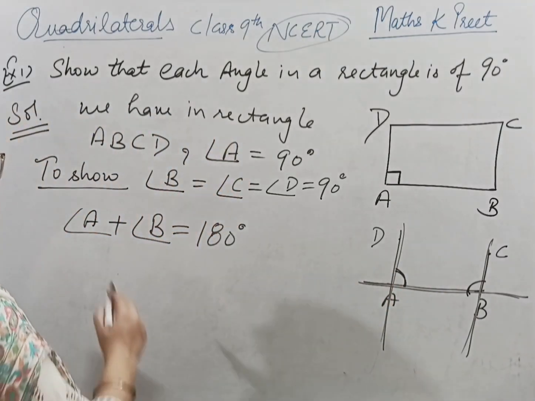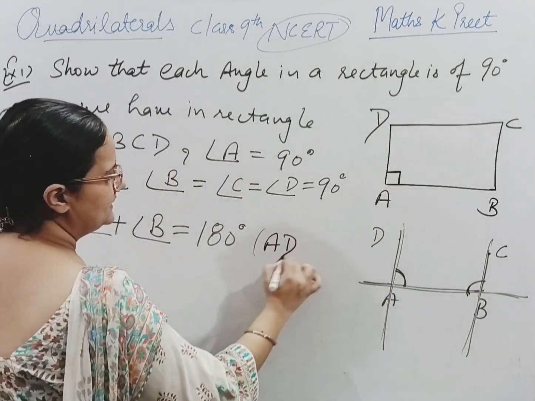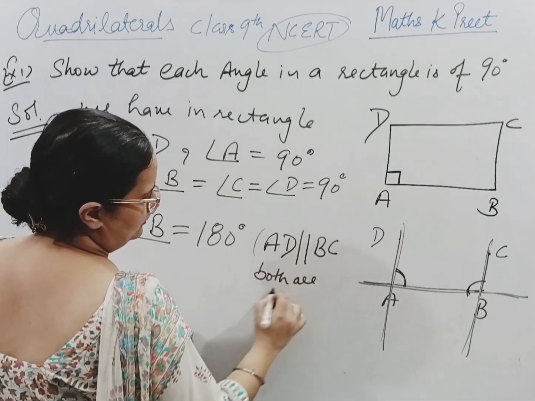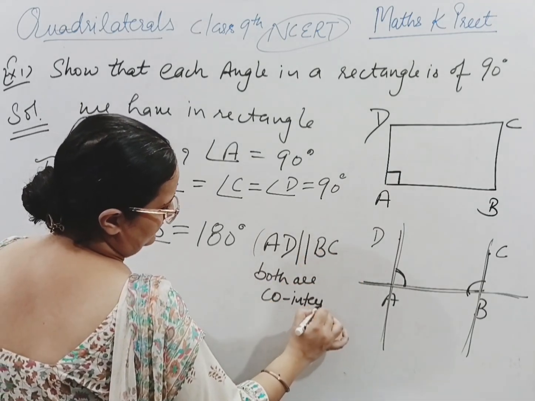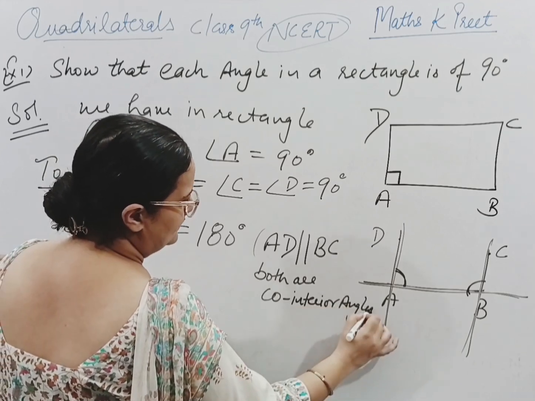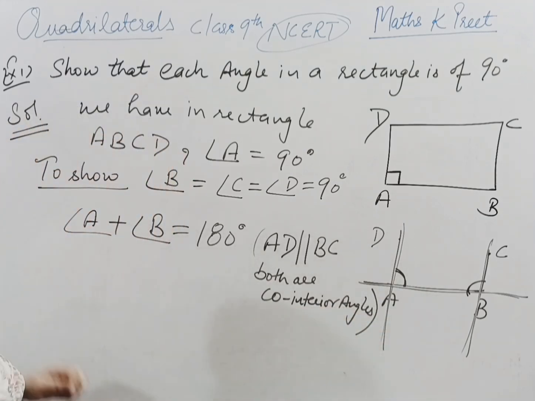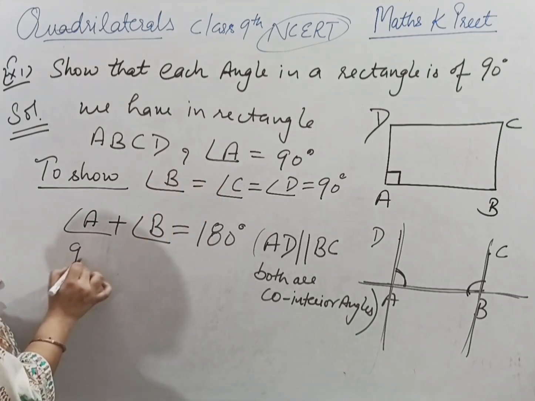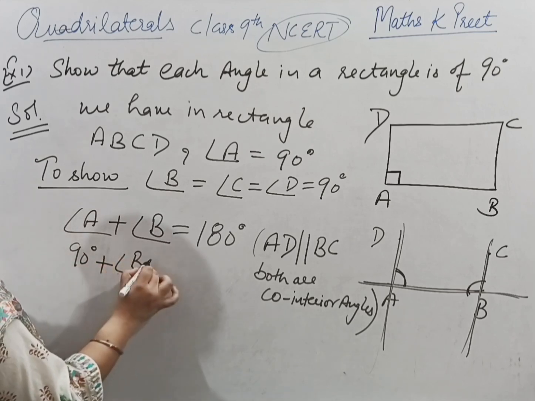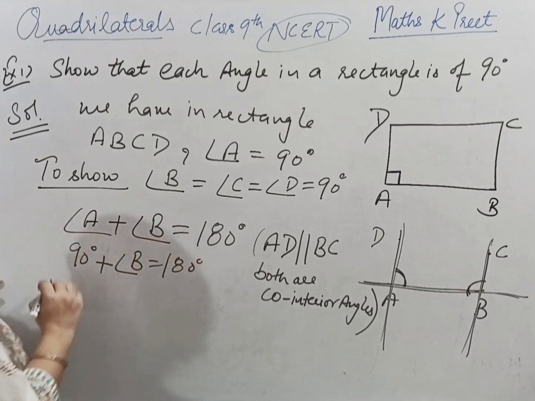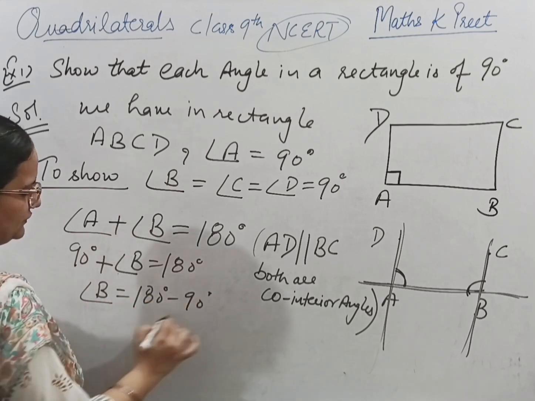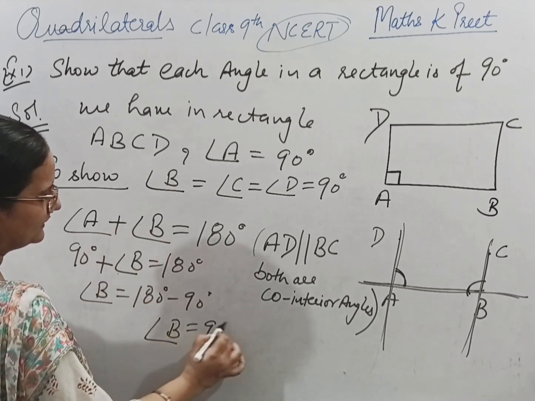So AD is parallel to BC, so we can write the reason: both are co-interior angles, or the angles made by a transversal on the same side. So angle A plus angle B equals 180 degrees. Here angle A is what? 90 degrees. I'll put the value here. So angle B equals 180 degrees minus 90 degrees, and I reach angle B equals 90 degrees.